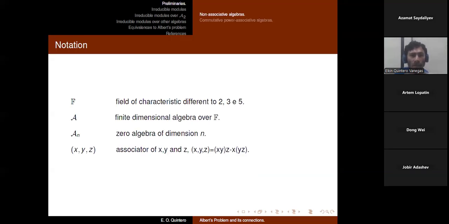Fixing some notation, F will be a field of characteristic different from 2, 3, and 5. Occasionally, F will be an algebraically closed field, but for the general case, it is only required to be different from 3 and 5. A will be a finite dimensional algebra over F, and A_n will be the zero algebra of dimension n. It means it's just a vector space of dimension n with zero product. And finally, the associator among three elements.